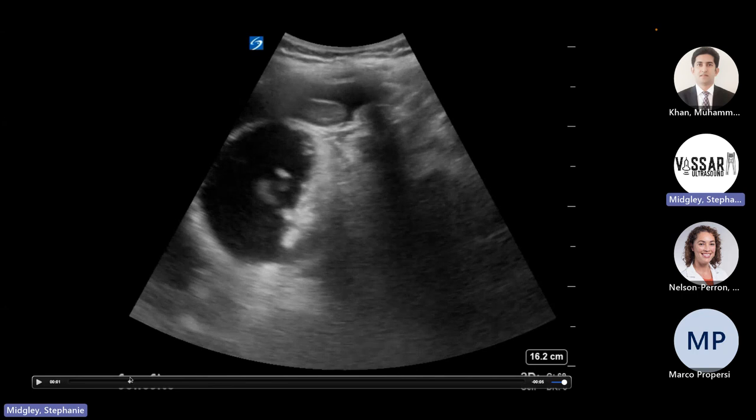And then let me see, you can really appreciate it right here. So again, that tip of the spleen and tracking above the spleen.